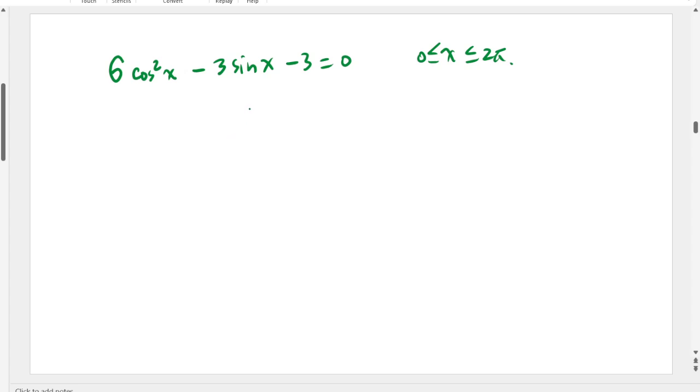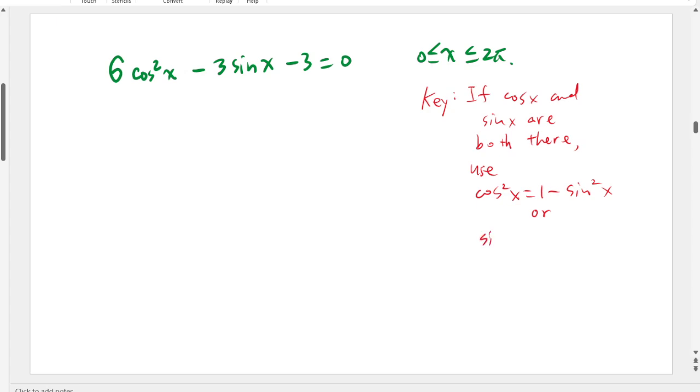The immediate first problem is that you see a mix of cosine and sine. So what you need to do is, and this is a key: if cosine and sine are both present there, use cosine squared of x equals 1 minus sine squared of x, or sine squared of x equals 1 minus cosine squared of x. Okay, so that's going to be an important two kinds of formulas to use.